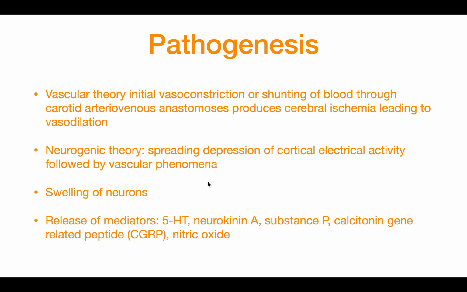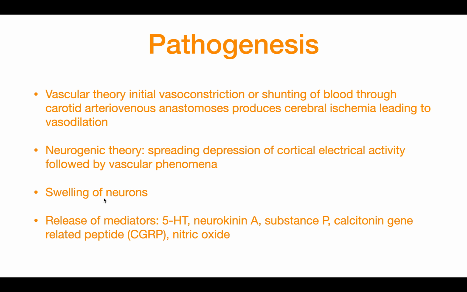How does it happen? We're not really sure. It could be a vascular theory where the vasoconstriction will cause ischemia, causing the pain. The neurogenic theory is because atypical spreading of cortical electrical activity occurs, and then from there that starts the vascular phenomenon. So this is just kind of like a combo.